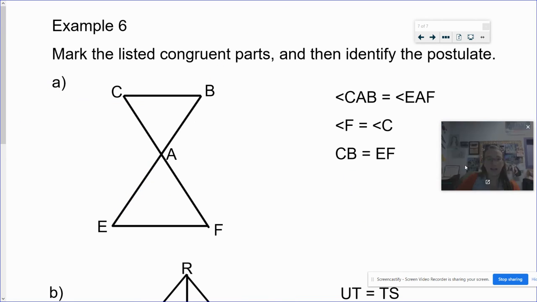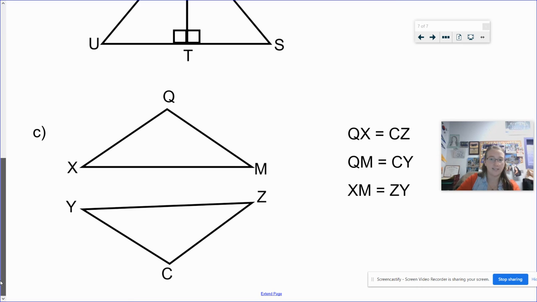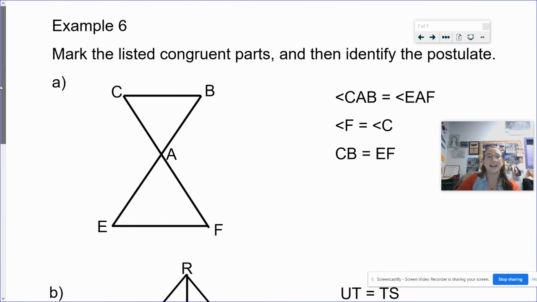Okay, we have one last thing to practice here because a lot of you guys have said you're struggling with identifying the postulate. So here's what I want you to do. If this were a proof, these three things would be statements in the proof.